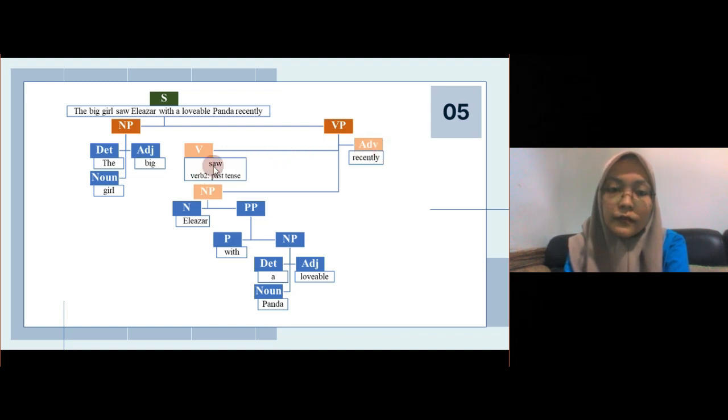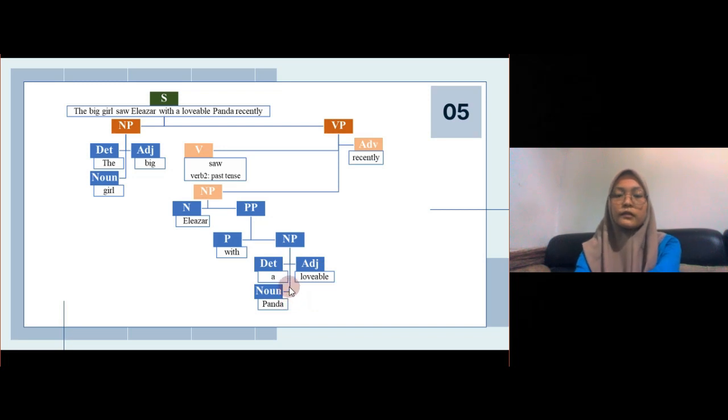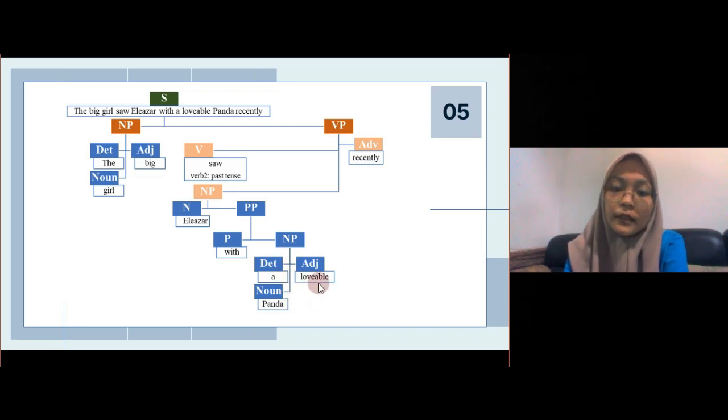We can see that the verb is saw, which is verb 2, or the past tense of the word see. And then the noun phrase contains noun and prepositional phrase, in which Elazar is a noun. And below the prepositional phrase there are the preposition with and the noun phrase, and below the noun phrase there are determiner, adjective, and noun, which is: a is a determiner, lovable is an adjective, and panda is a noun. And then the last node is the adverb, which is recently.